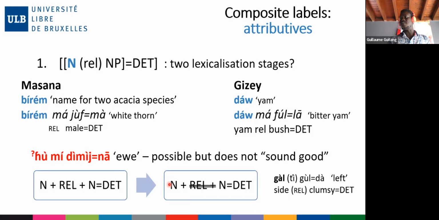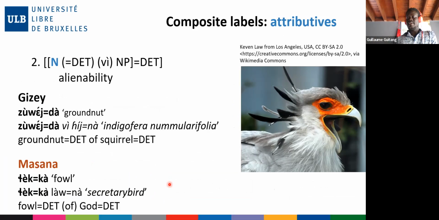Now, the second pattern is the one involving alienability. We discussed the structure already. So these are examples here. You have Sueda vihina, which is the groundnut of the squirrel. So you still have the head item, which specifies the category. It is a kind of groundnut, but it is described as the groundnut of the squirrel. The same thing here for the secretary bird, which is referred to as the fowl of God. So it is a fowl, but belonging to God. And you can see already a simplification here.